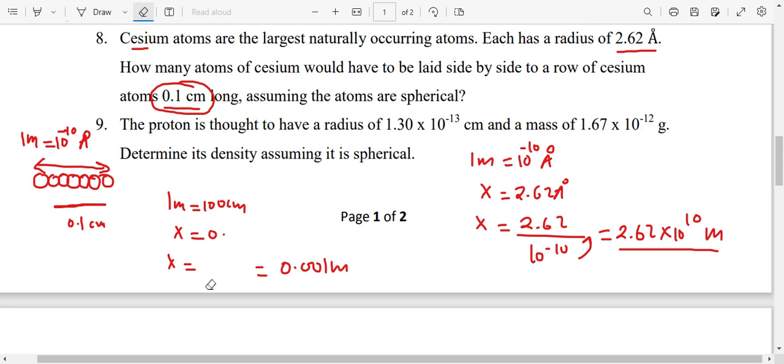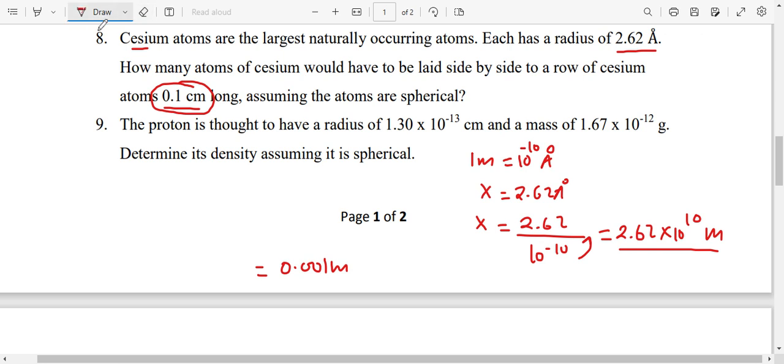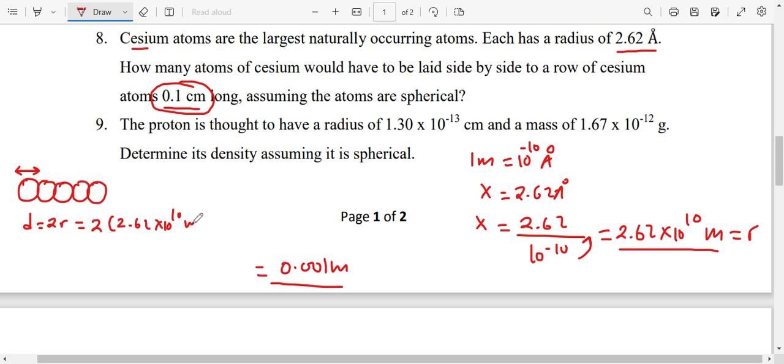We need to find how many of those atoms there are. Remember how we are supposed to fit these atoms side by side, like this, and we want to count how many of these atoms fit in this amount. If this is the radius that we have, we need to know the distance from one end of cesium to the other end. That's the diameter. So diameter is given by 2 times the radius, which is 2 multiplied by 2.62 multiplied by 10 to the power positive 10 meters.